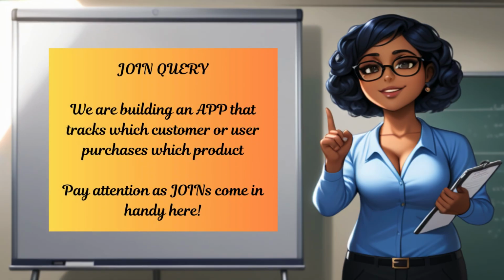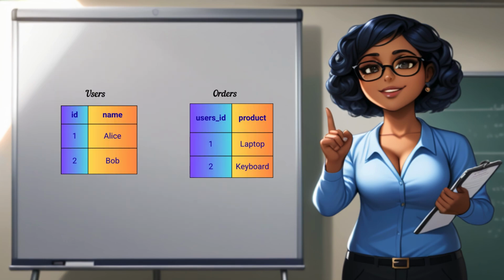Let us move on. We now study the famous join query. Please pay careful attention here. Let's say we're building an app that tracks which customer purchased which product. And for that we have 2 tables. The users table stores user info like names and IDs. The orders table keeps track of product purchases, and it includes a user ID to show who placed the order. Now the boss says, "Can you give me a list of users and the products they bought?"